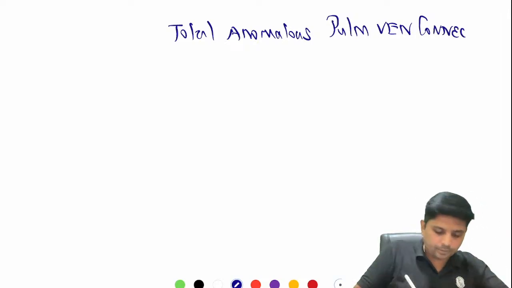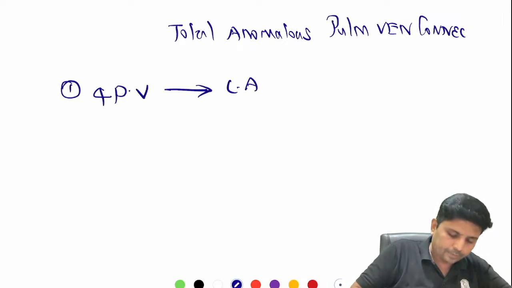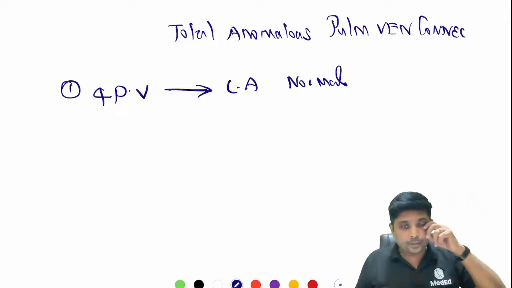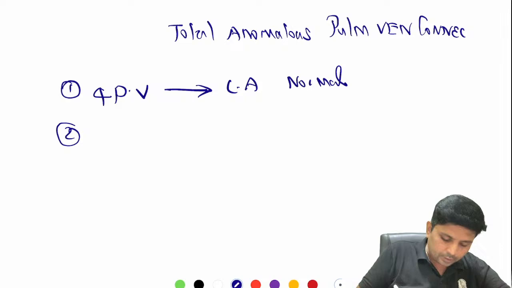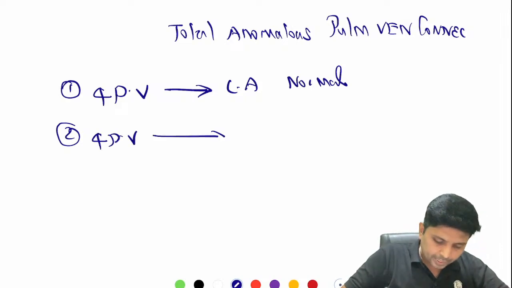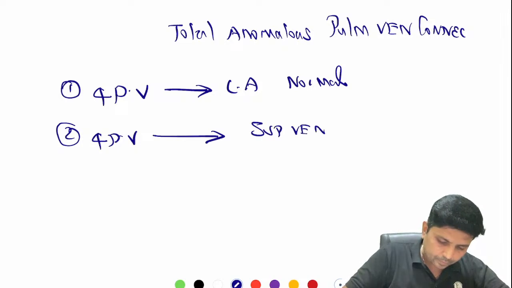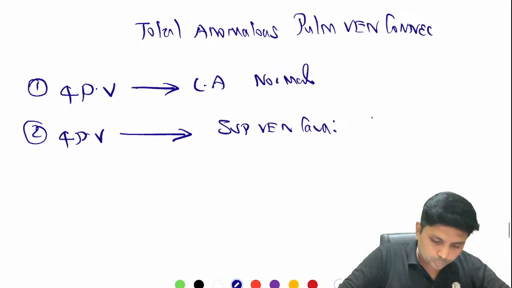So what is the pathology? Very, very simple. 4 pulmonary veins should drain into left atrium. This is normal. What happens in total anomalous pulmonary venous connection? These 4 pulmonary veins will be draining into the superior vena cava. Then it is called supracardiac.